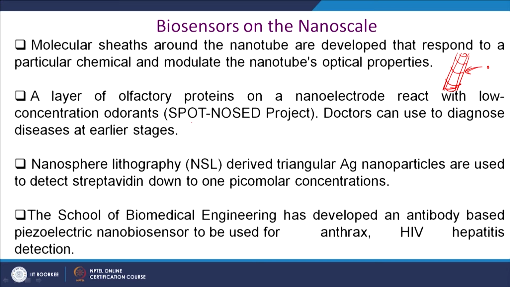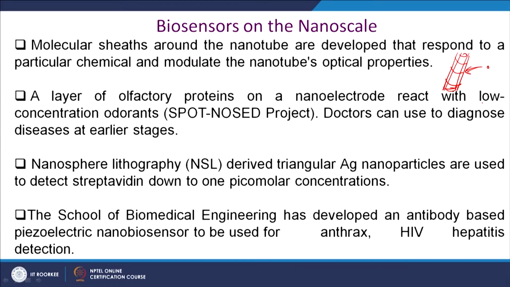Next possibility is a layer of olfactory proteins on it. So, this is, by the way, your nose. It is a synthetic nose. What we have here are olfactory proteins which are specific to certain olfactory agents. Remember, olfactory means smelling. There are receptors in our body and in our nasal nerves which will actually pick up signals. That is how we can smell perfume.